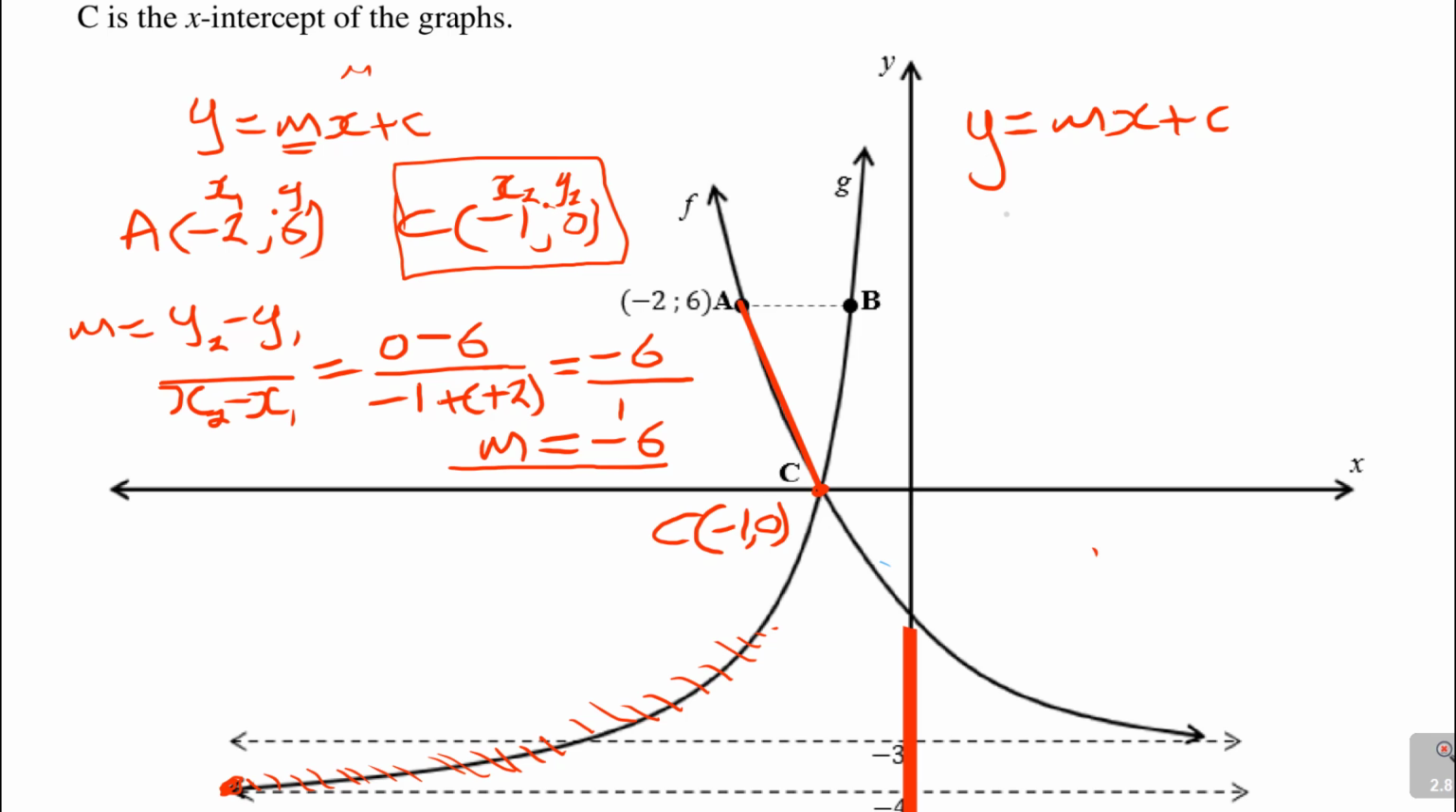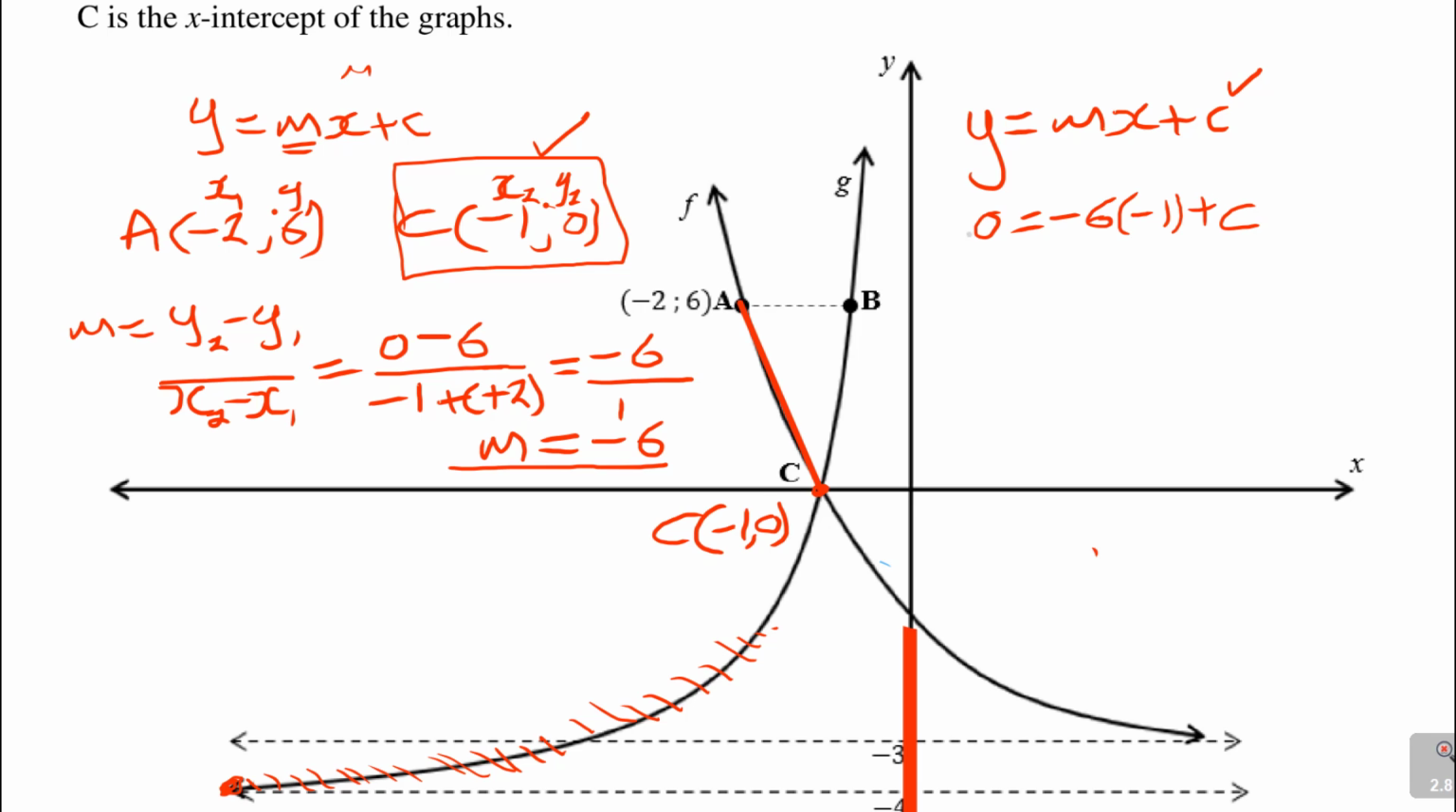So that is y, which is 0. You substitute. Now we are finding c. Alright, so I'm going to use this point to find c. 0 is equal to m, which is negative 6, and then what is x? x is minus 1, and then plus c.